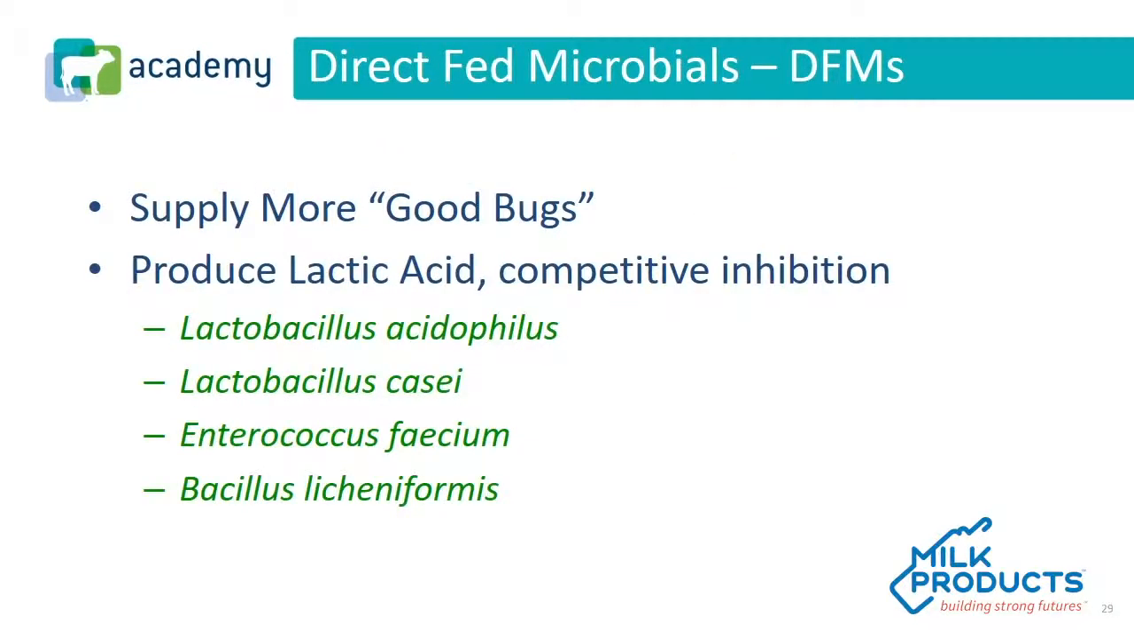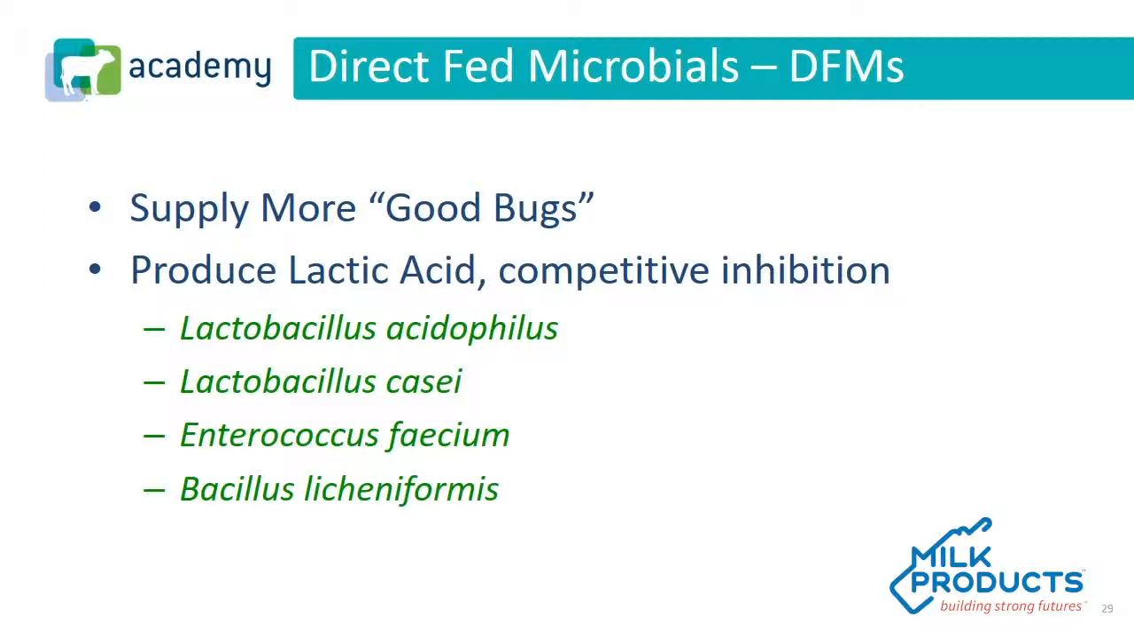Another way to benefit the good microflora in the gut by feed additive is to feed the good bacteria themselves, or feed live beneficial microorganisms to the calf. These are called direct-fed microbials when they're fed this way. The effect of direct-fed microbials is to supply more good bugs to the small intestine.